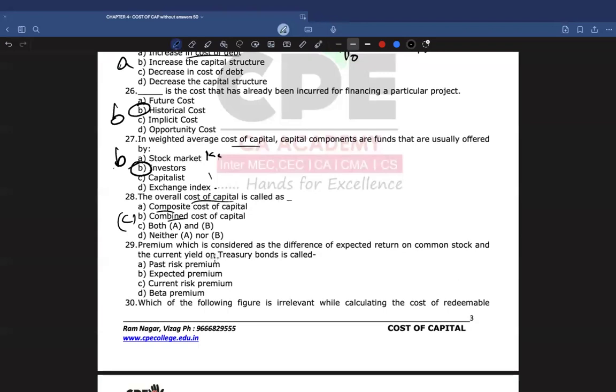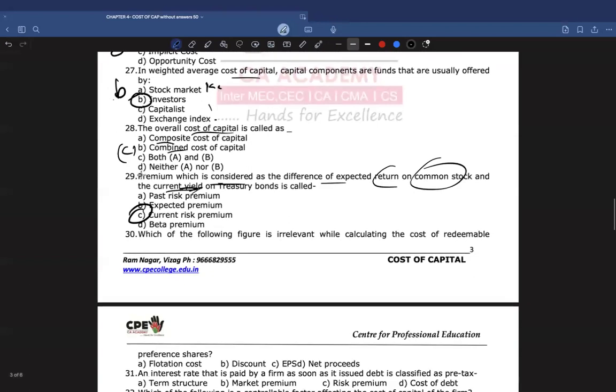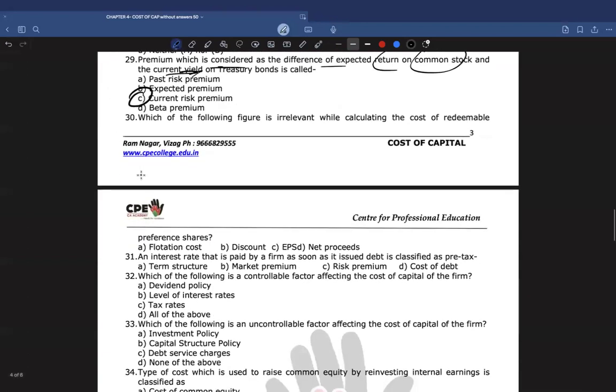C. Premium, which is considered as a difference of expected return on common stock and the current yield. So current yield and expected: that is the current risk premium. The expectation on common stock minus the yield right now is the current risk premium. So that's the answer.